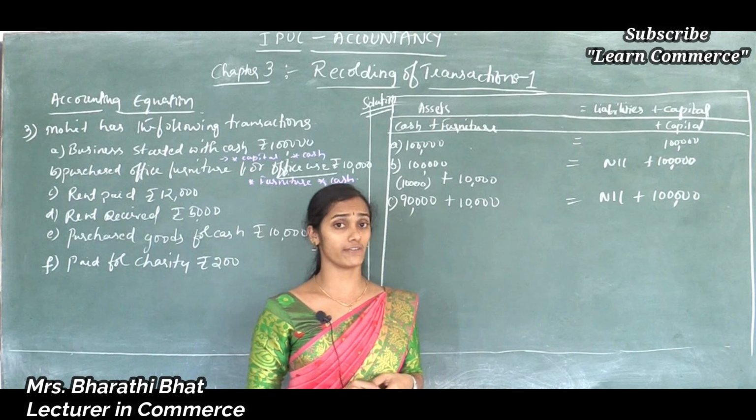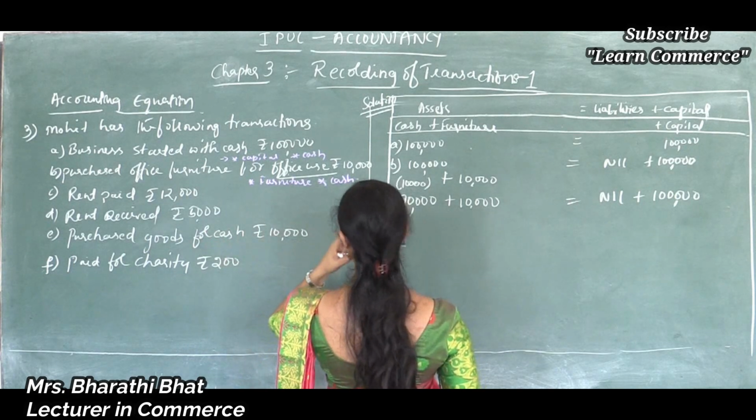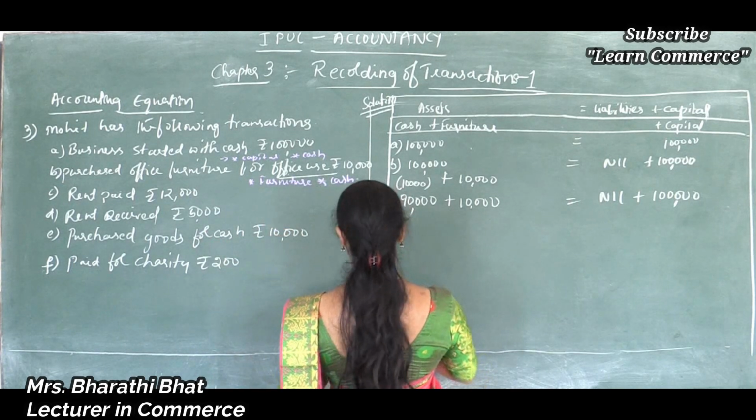And then one more account affected here is capital. So see the third one, rent paid, how much? 12,000.